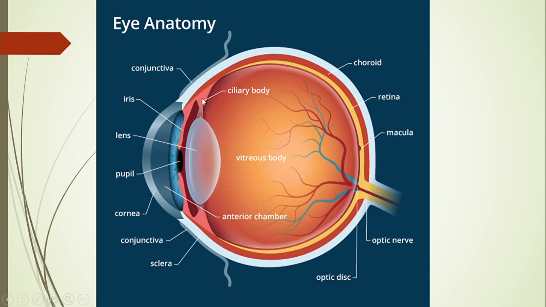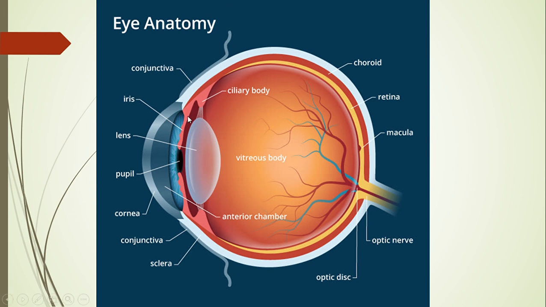It is an extension from the choroid, which contains the ciliary muscles and the projections called ciliary processes. This ciliary body attaches to the lens by means of small ligaments, that is the suspensory ligament, the zonule of Zinn.